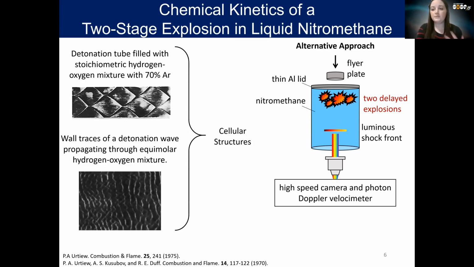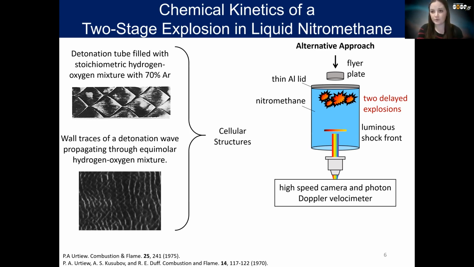These have been seen before in gaseous detonations, as we can see on the right-hand side, where they actually etch these cells onto the confinement chamber. And we can see why they're called cellular structures because they have this cell-like shape. Now, it has been proposed that these cellular structures exist in pure liquid nitromethane before, but until the work that I published and the work I'm going to show you today, it had never actually been experimentally verified.